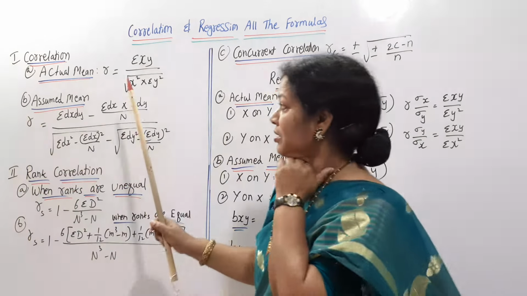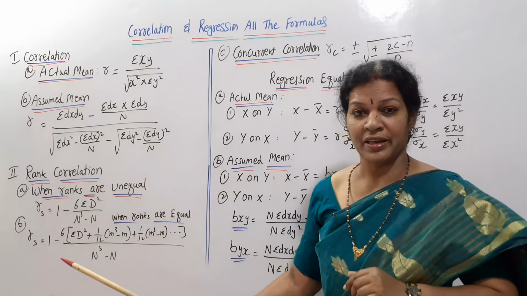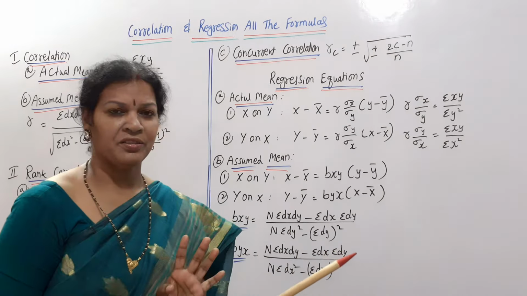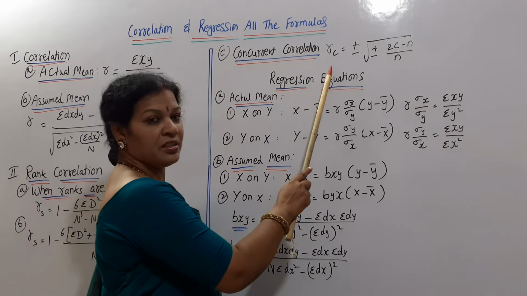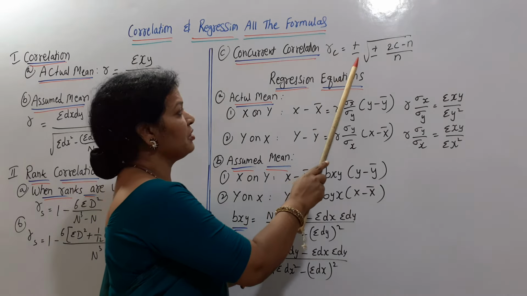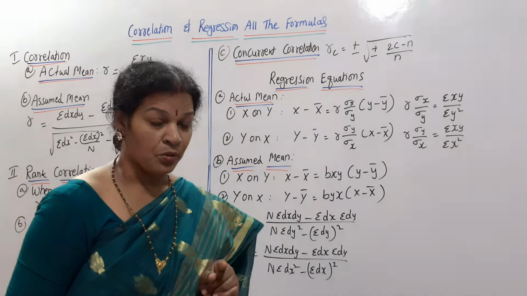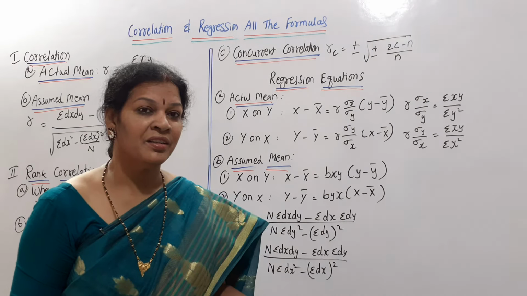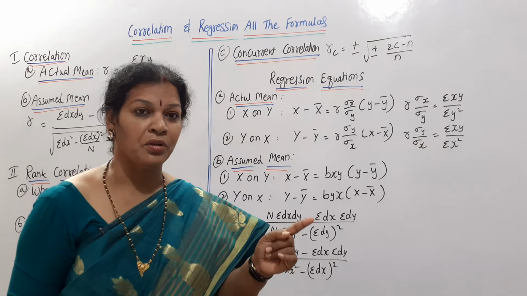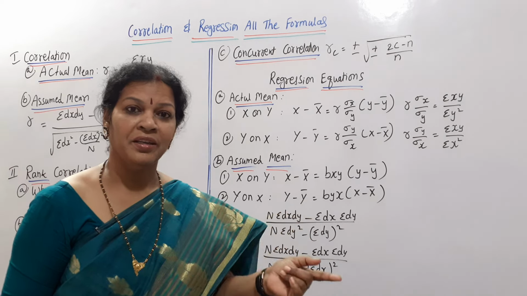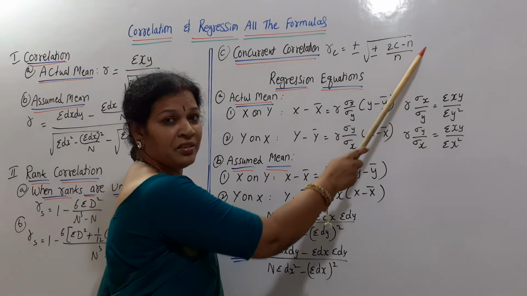What have we discussed? Correlation and rank correlation. Concurrent deviation has only one formula, simple and easy to remember. Rc, since it is concurrent correlation, that is why we say Rc. Rc is equal to plus or minus root of plus or minus 2c minus n by n. Simple, 2c minus n by n.